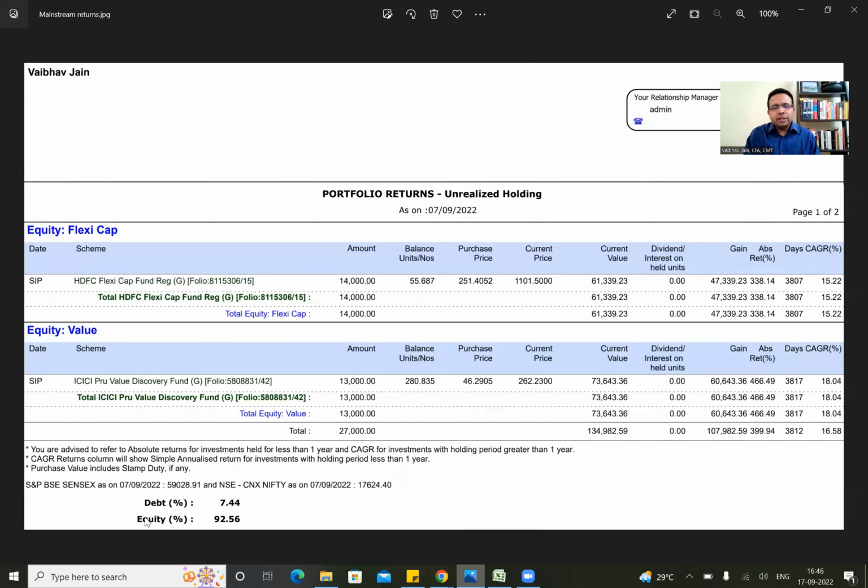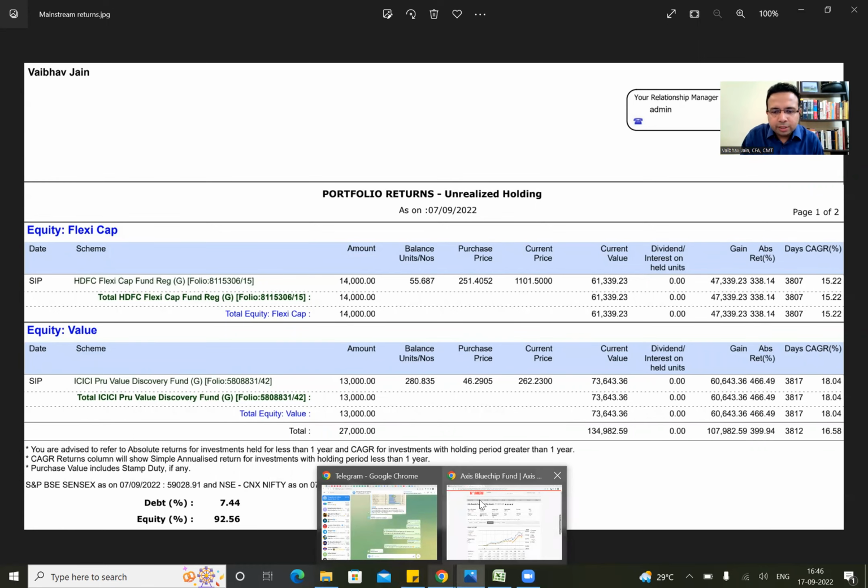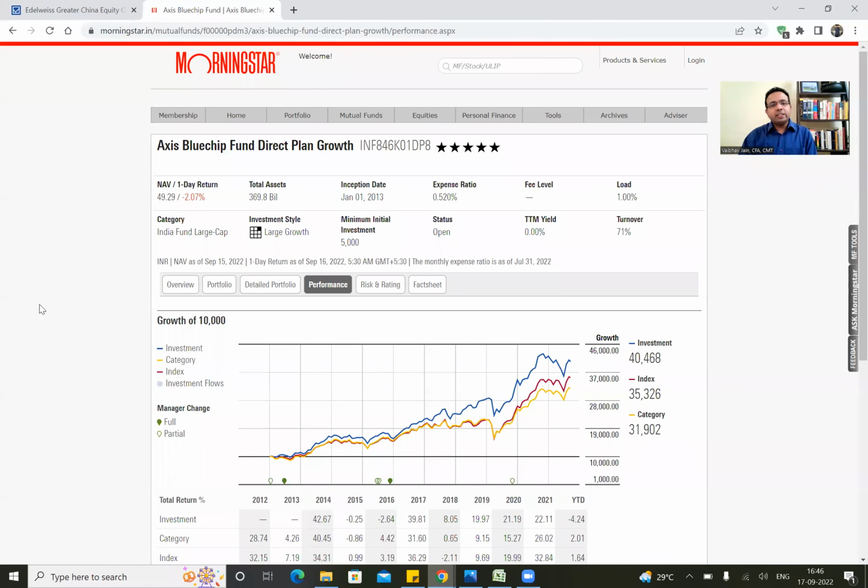They show debt percentage and equity percentage, because both are equity funds. Debt percentage would be the cash holdings, cash or cash equivalent, not much useful for me. So just remember this snapshot, and let's go and see how these websites will report the return.